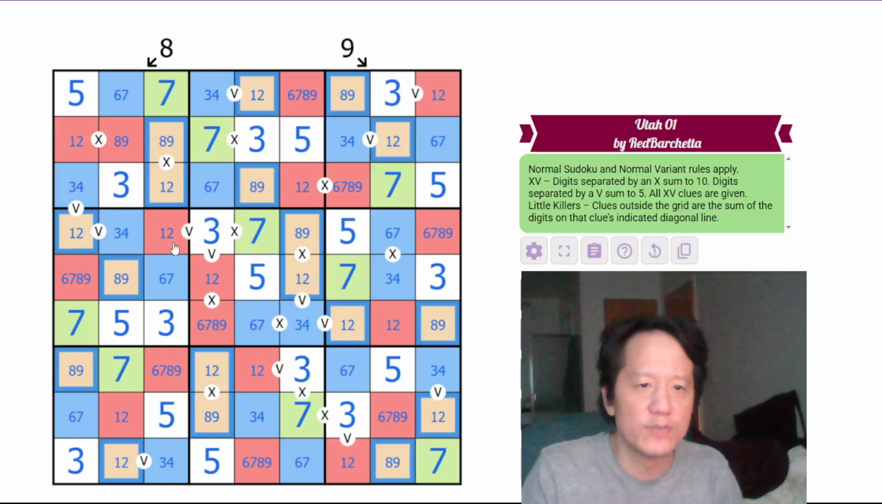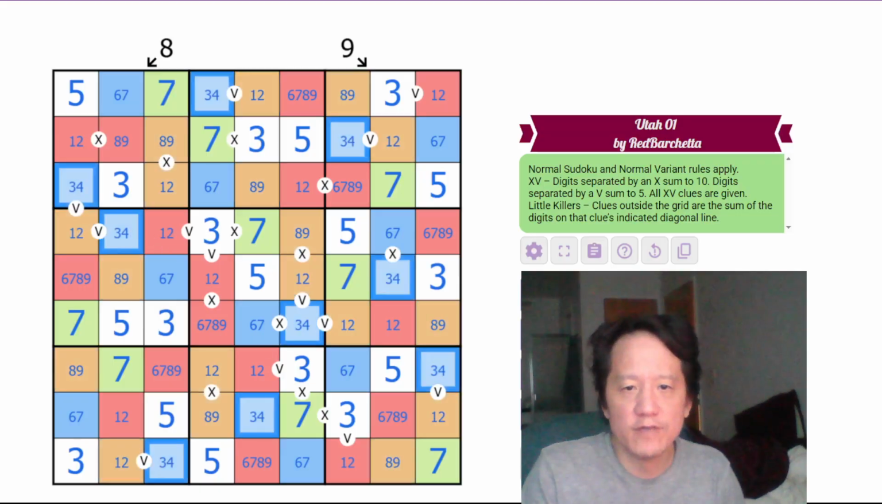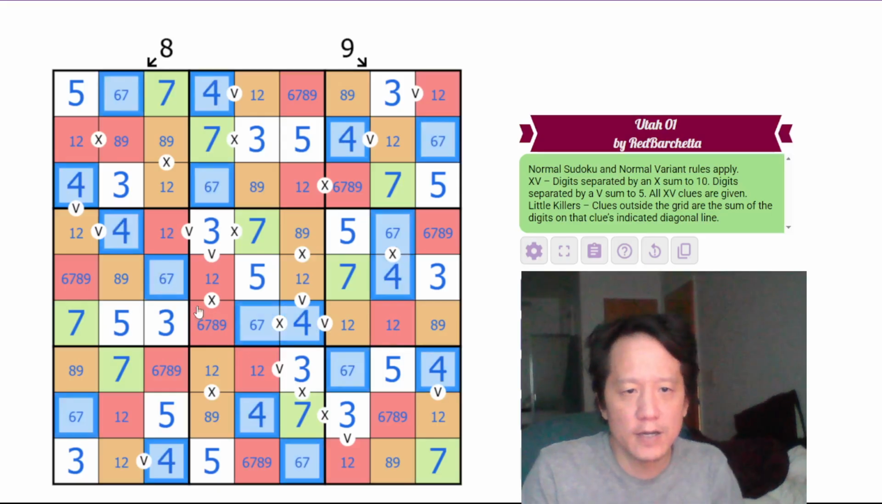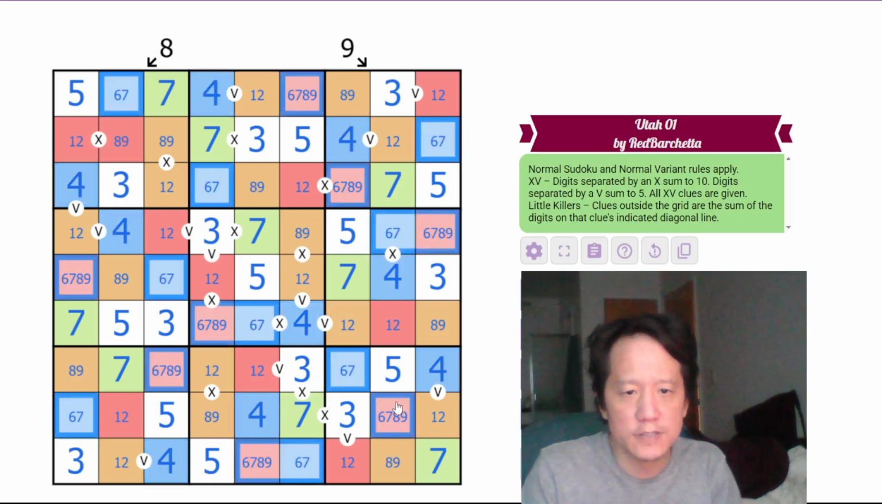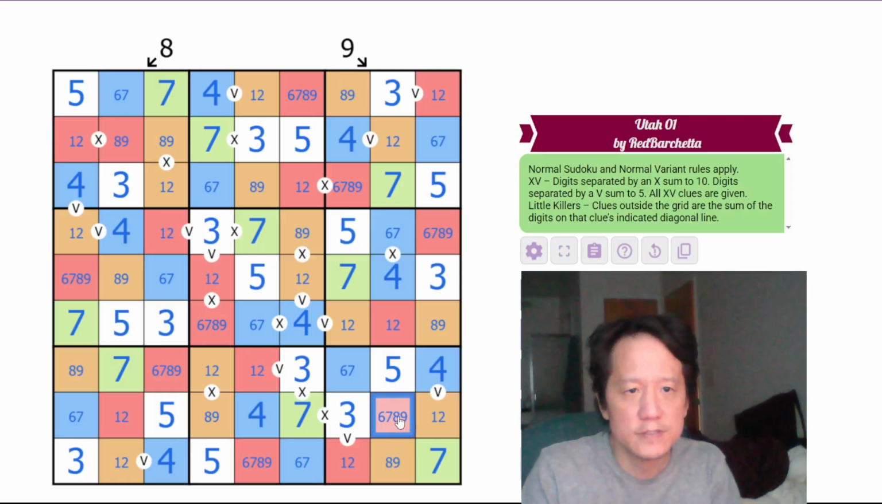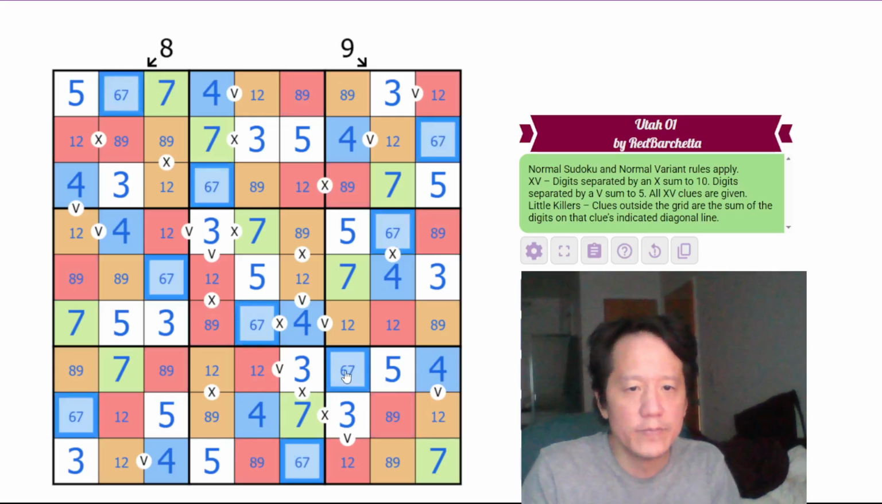Yeah, they have to be 1, 2, 8, 9. So we have the low blues are 4. The high blues are 6. High blues are 6. That means low reds are 1.